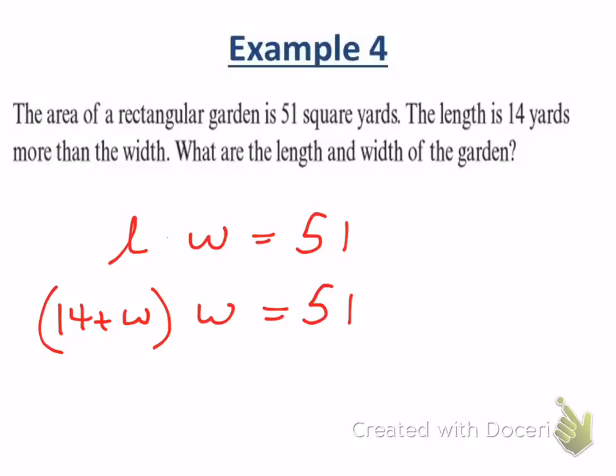Now what would we do to finish solving that? Distribute the w, right? W squared plus 14w minus 51 equals 0. And now we're solving exactly where we were before. Okay?